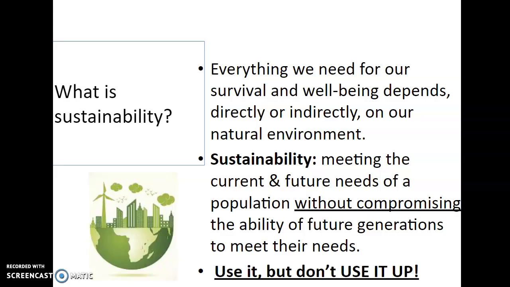So what is sustainability? You might have heard this term before, but sustainability refers to everything we need for our survival and well-being. It depends directly or indirectly on our natural environment. So sustainability means that we are meeting the current and future needs of a population without compromising the ability of future generations to meet their needs. That means we're using things, but we're not using them all up. There's still enough for other generations to use, and we're making sure that we're conscious of that.